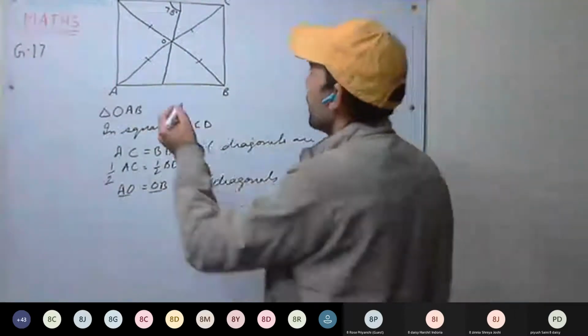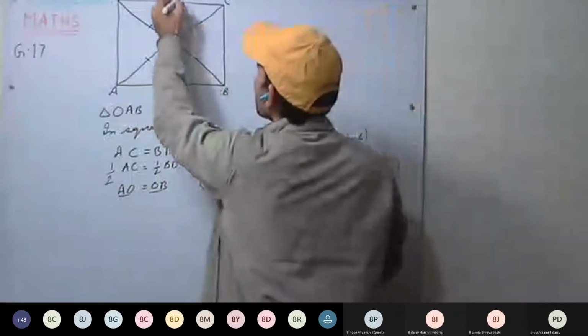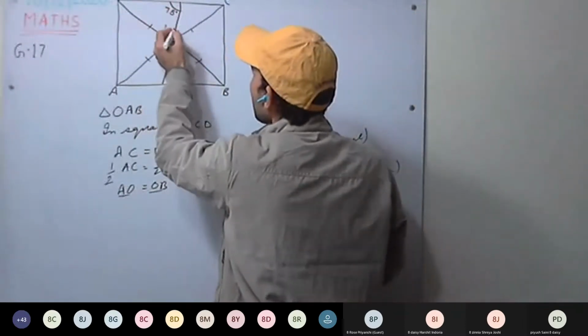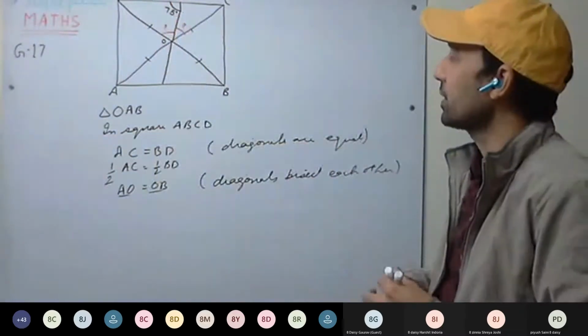Angle XOD, XOC. Where is X? Okay, here is the X. Angle XOD. This angle we have to find and this angle we have to find. Okay, how can we find these angles?